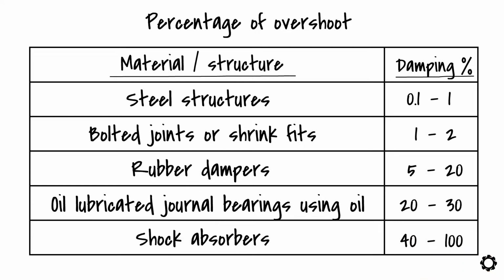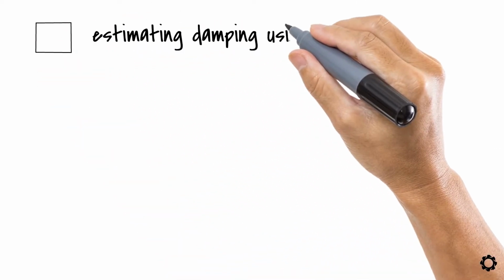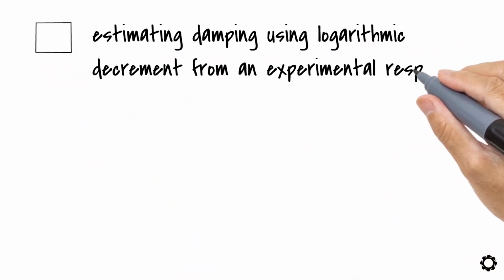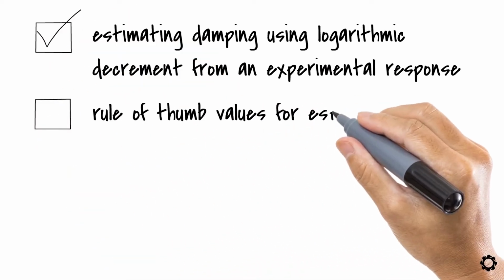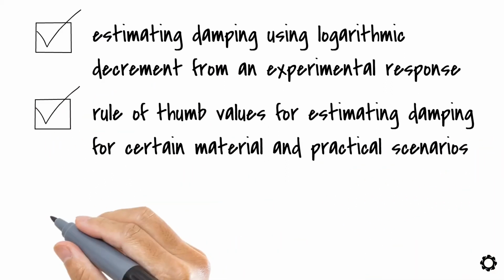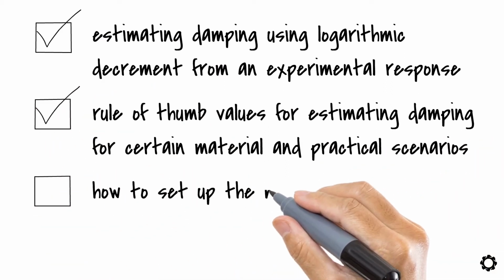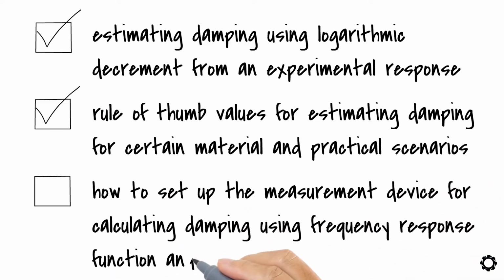Well, it was not that difficult, right? We learned one way of estimating damping using logarithmic decrement from an experimental response. Then we learned some intelligent rule of thumb values for estimating damping for certain materials and practical scenarios. In the following videos, we will learn how to set up the measurement device for calculating damping using frequency response function and half power points. It's going to be awesome.